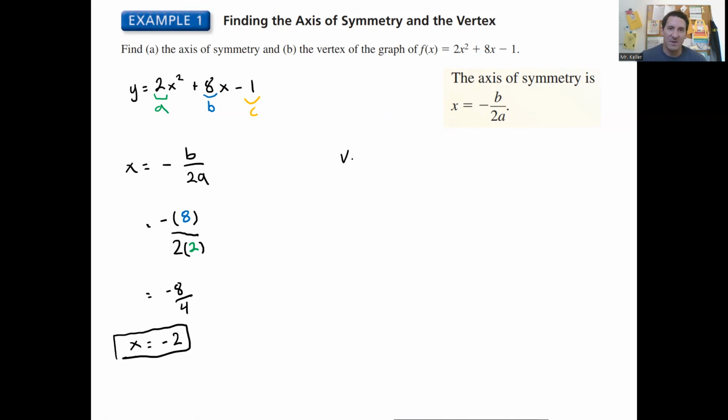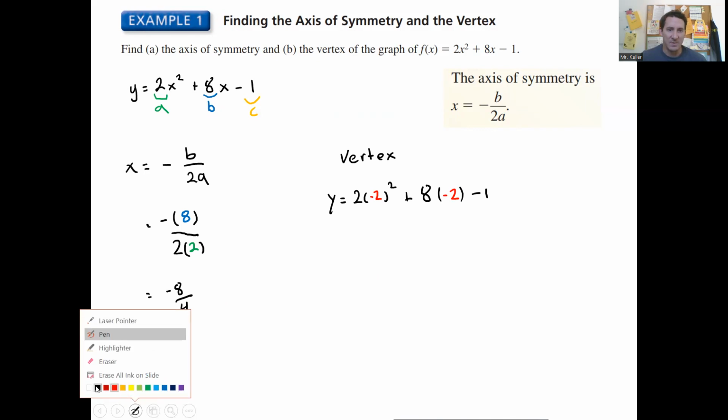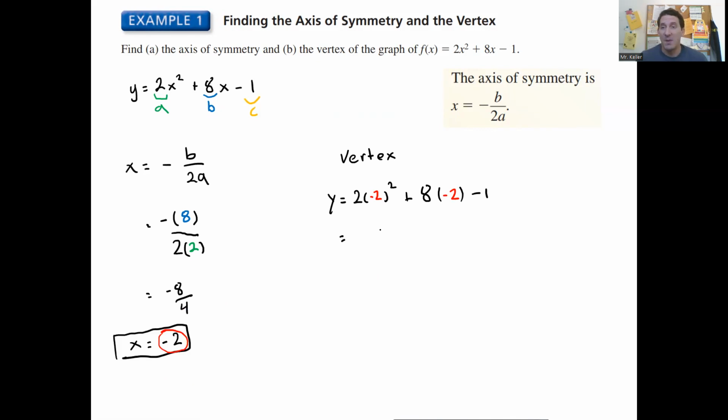Now we want to find the vertex. To find the vertex, all we need to do is substitute that value back into the equation for the x. So we get y is equal to 2. What I'm going to do is change my x values from the original equation into parentheses. And then negative 2 is going to go in here. And then I just need to evaluate those. So make sure you're watching for proper order of operations. So it's going to be 2, negative 2 squared is 4.